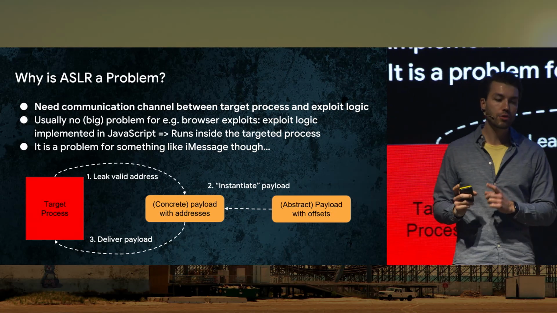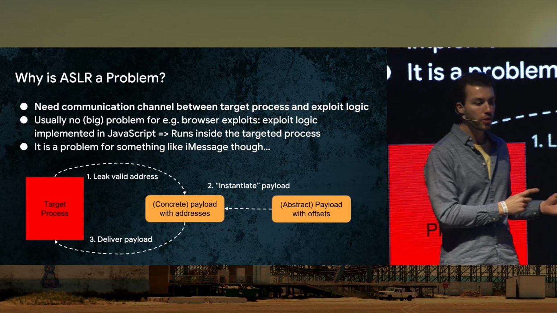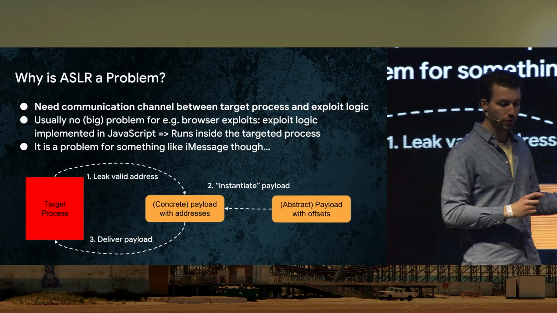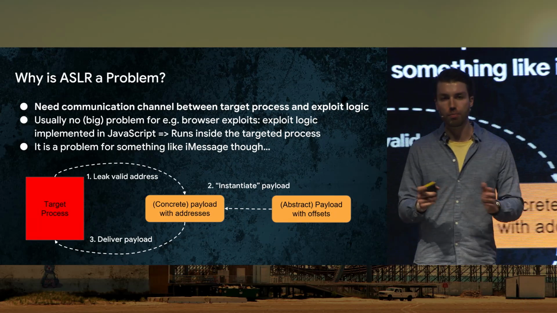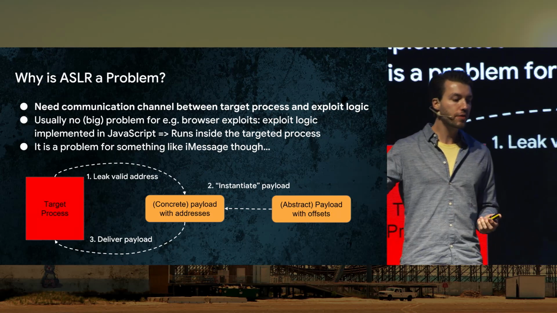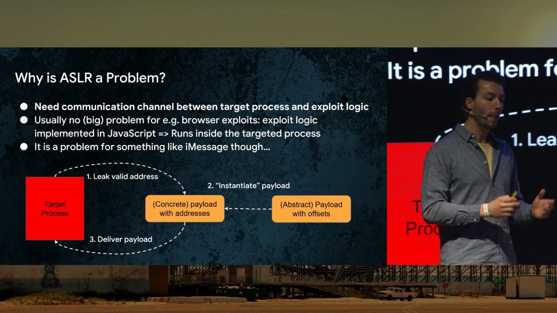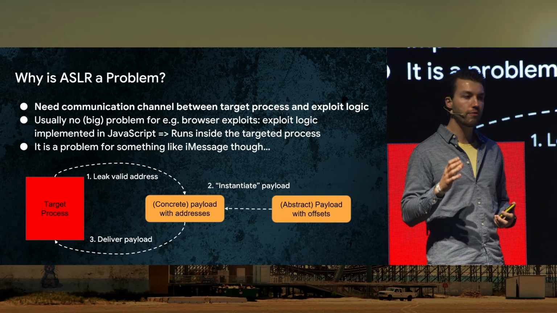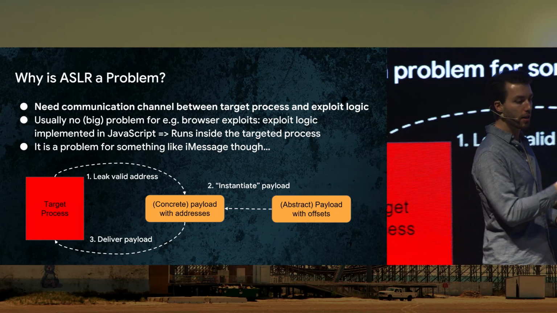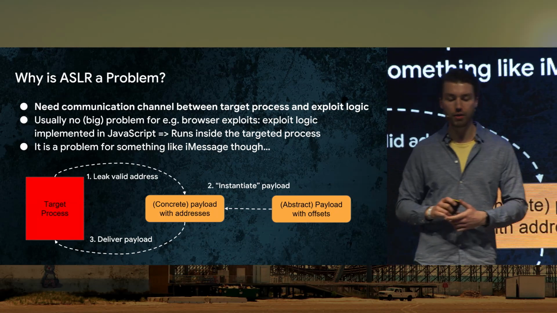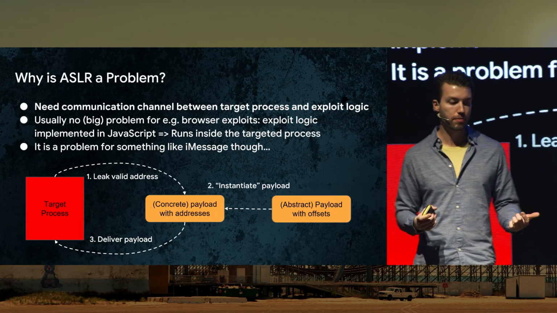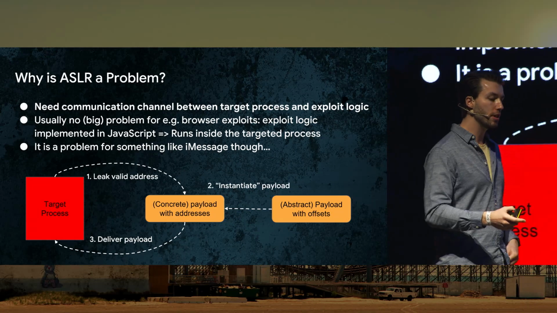Then you take that abstract payload and you instantiate a concrete one, if you will, right? You do that by adding those offsets onto the address you leaked. And now you have a real payload that is valid in the target process and has the correct addresses, and then you deliver that. This is what you need to do.